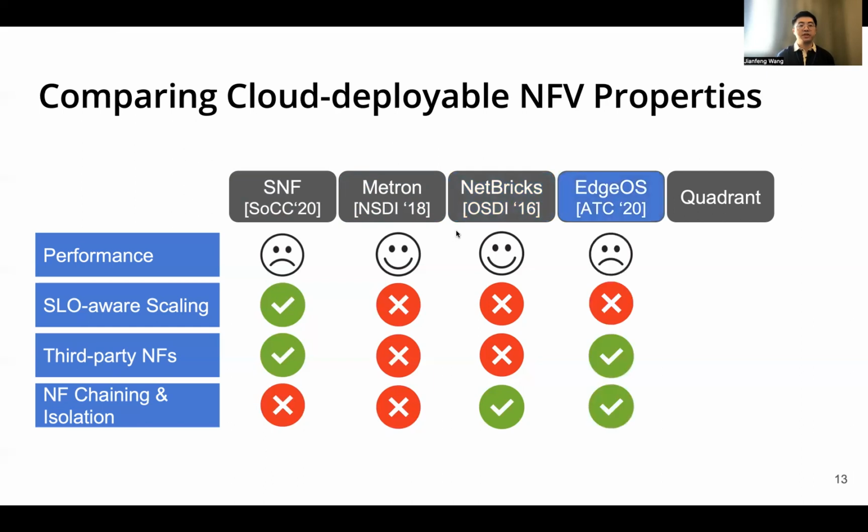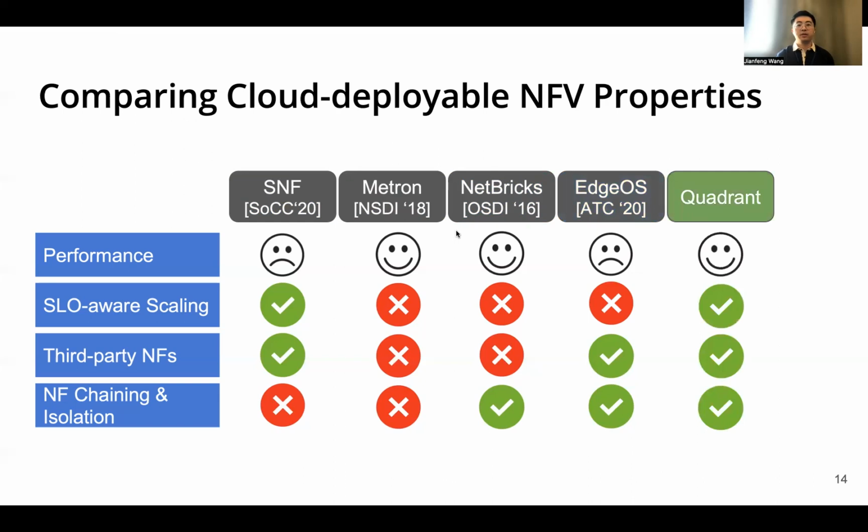EdgeOS proposes a general NFV deployment that does not require a certain programming language. The key idea is to use a software switch to copy packets from one network function to the next one. EdgeOS sacrifices performance because of many expensive software-based packet switching and copying overheads in it.